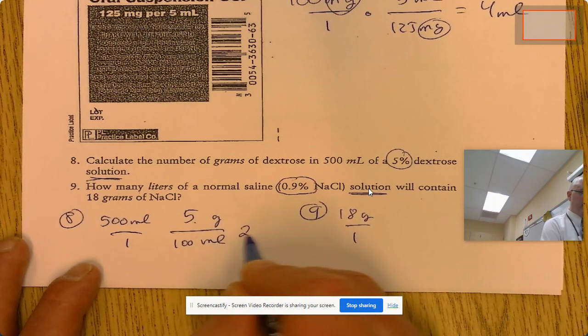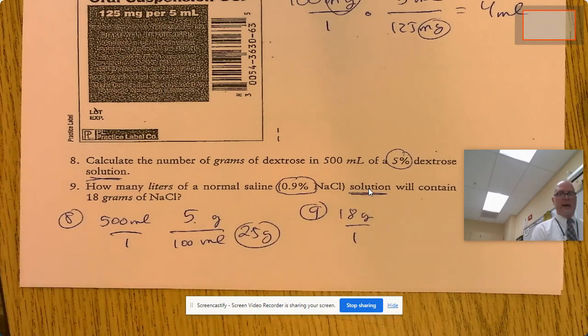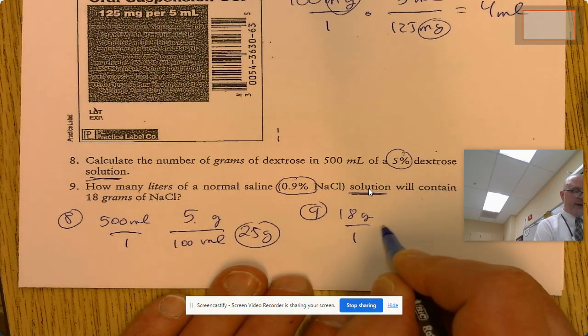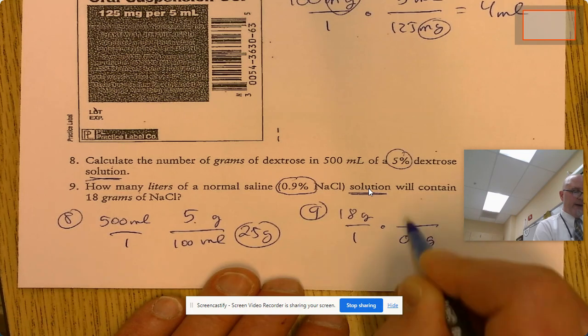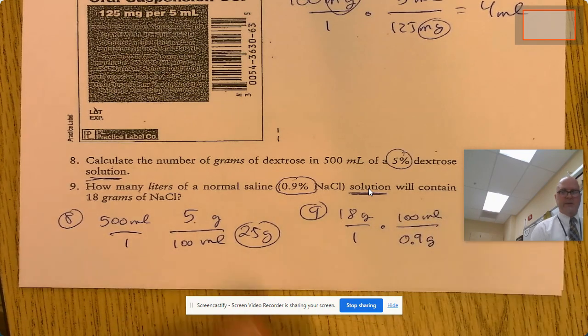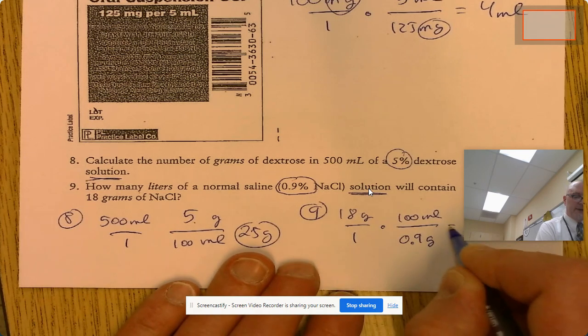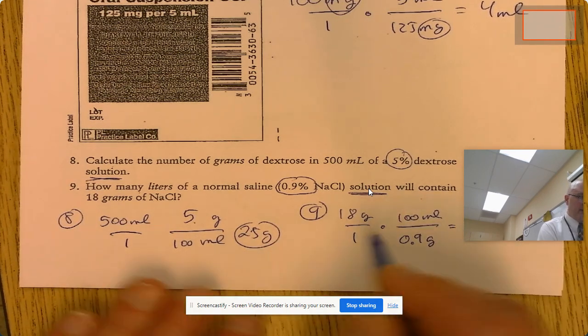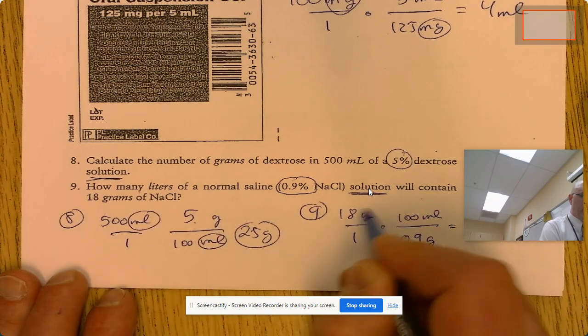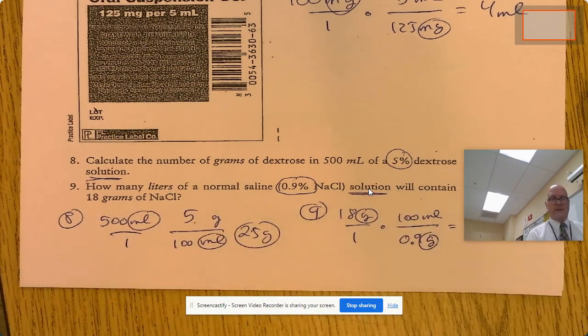Final answer comes out to be 25 grams. You can check your math to get the answer for that. Okay? 18 grams. This time it's going to be 0.9 grams on the bottom and 100 mLs on the top. That's my flip. My flip there is that the grams are now on the bottom and the 100 mLs are on the top. Final answer for this comes out to be 2,000 mLs.